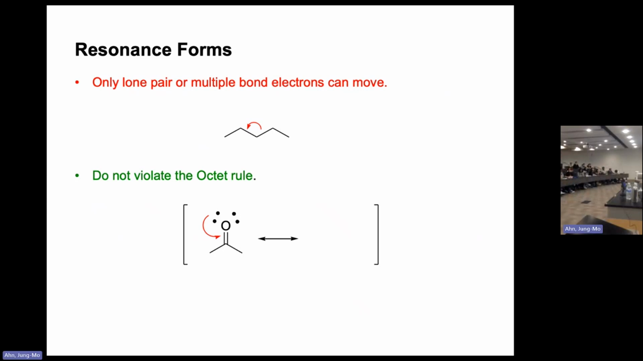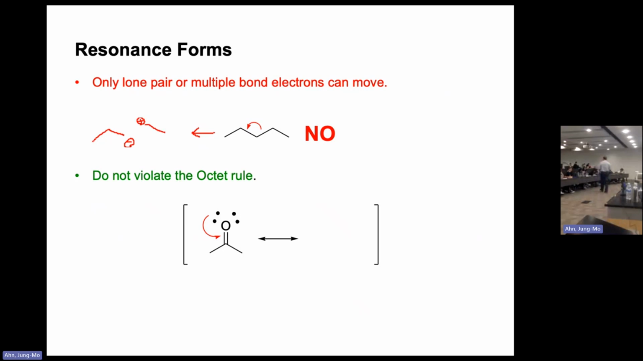One, only lone pairs of electrons or the pi multiple bonds can move. Not the electrons making a single bond, they don't make a resonance structure. For instance, you have a single covalent bond, which means a pair of electrons is shared between those two particles. Can we move the electrons to make a resonance structure like that? My answer is a big no.